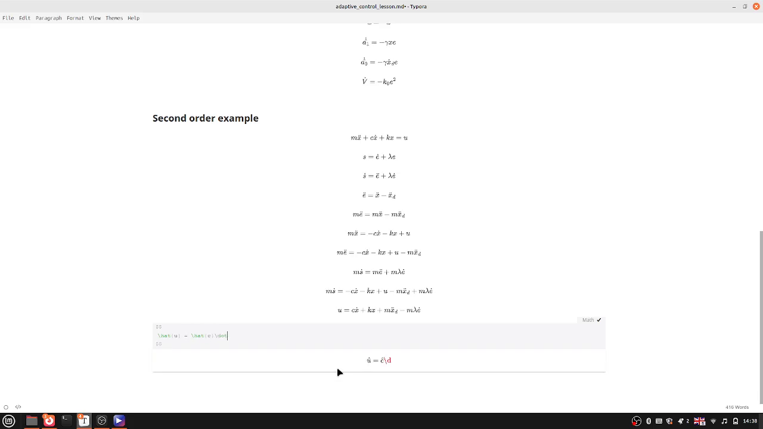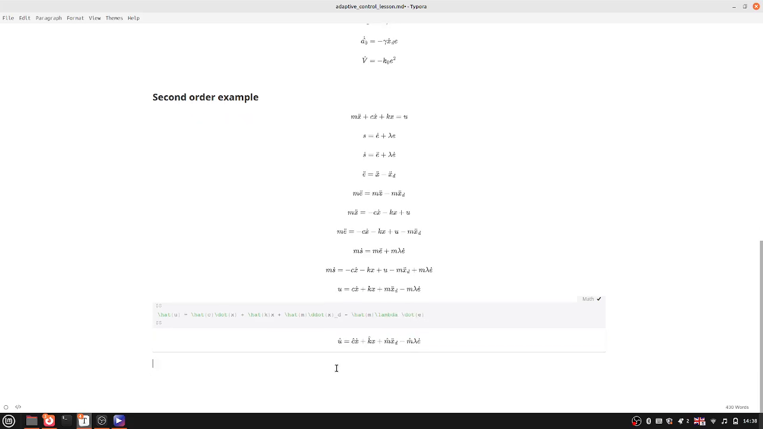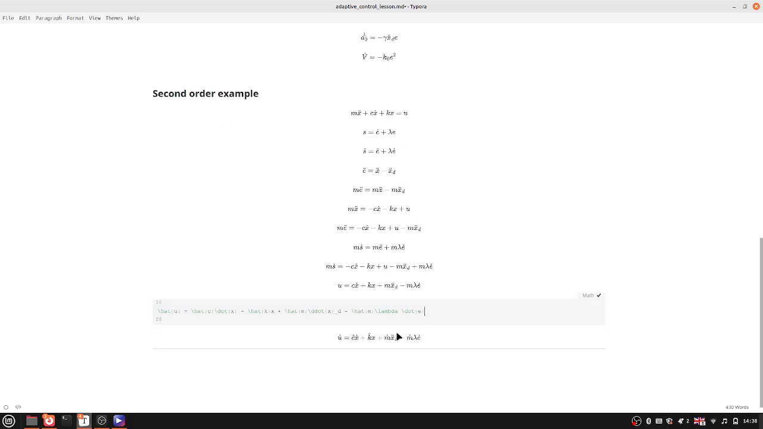C hat X dot plus K hat X plus M hat XD double dot minus M hat lambda E dot, like this. Instantly we can simplify this. I'm not going to write another equation. We can instantly simplify this because we have M hat and M hat, so we can just do one instance of M hat, and it's going to be XD double dot minus lambda E dot, like that.